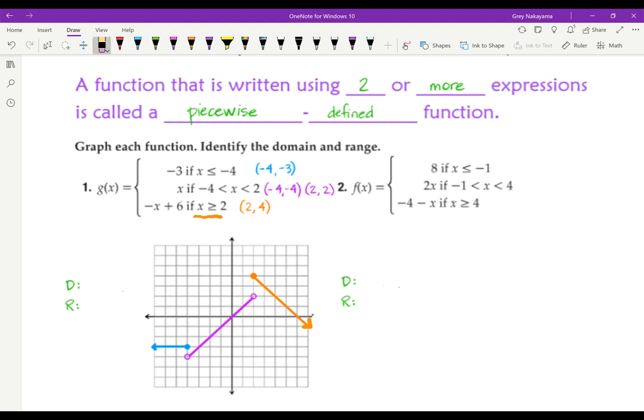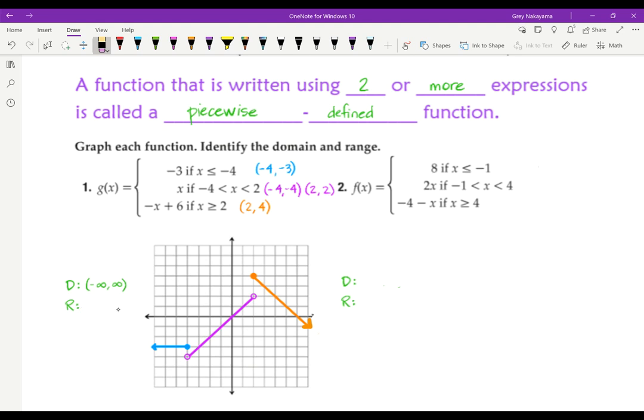Okay, we have to identify the domain and range. The domain, you can look at this piece, look at these right here. It says x is less than negative 4, and then it goes from negative 4 to 2, and then it picks back up at 2, it's basically covered all the numbers. Okay? So it is negative infinity to positive infinity.